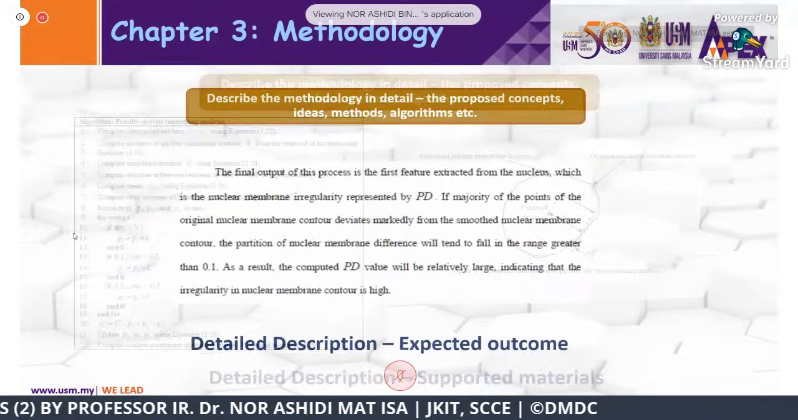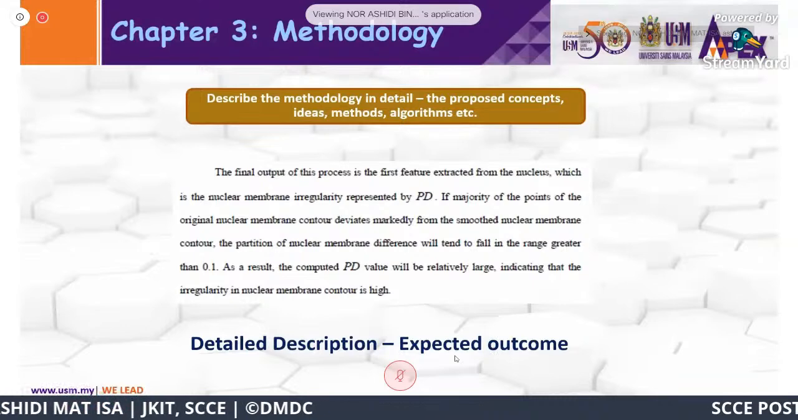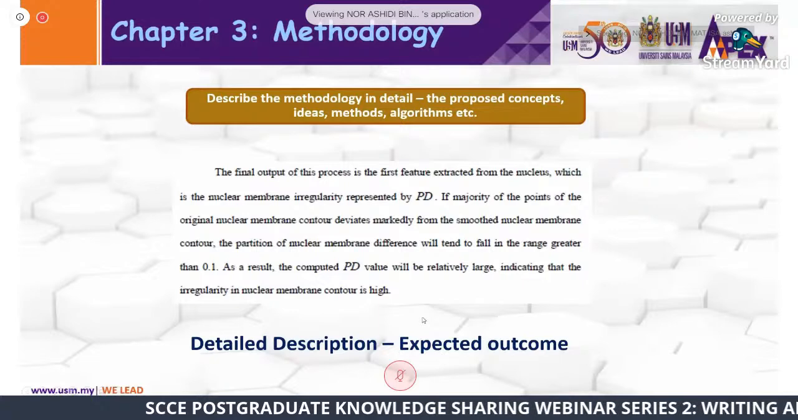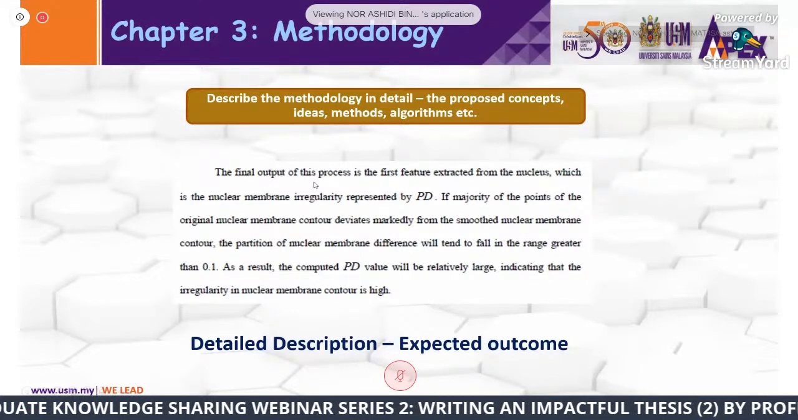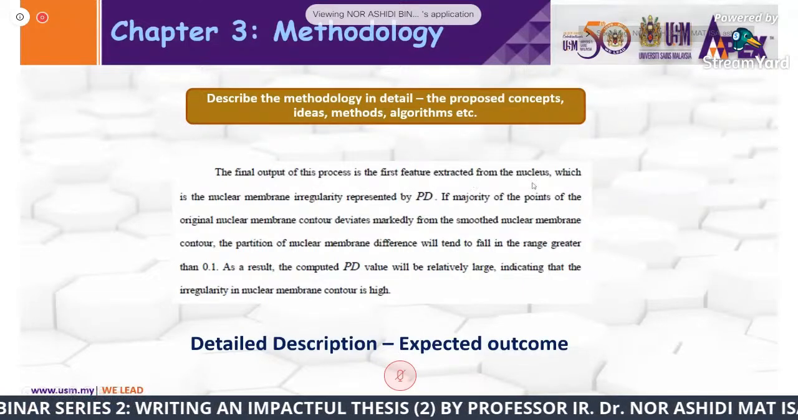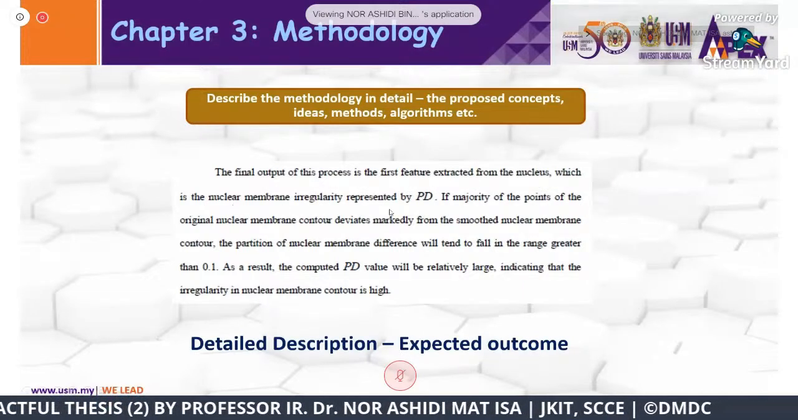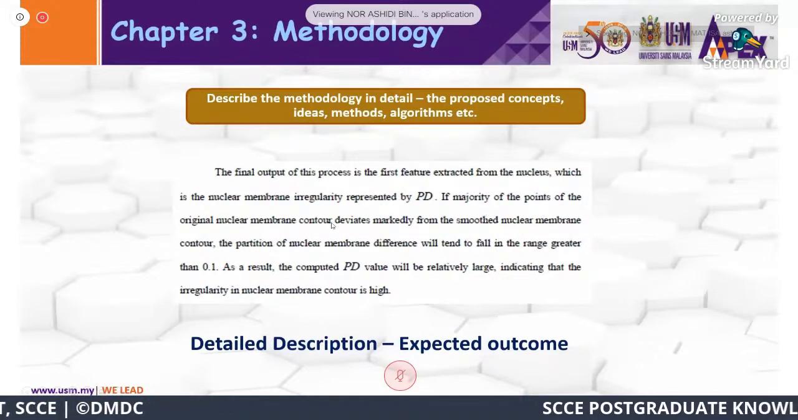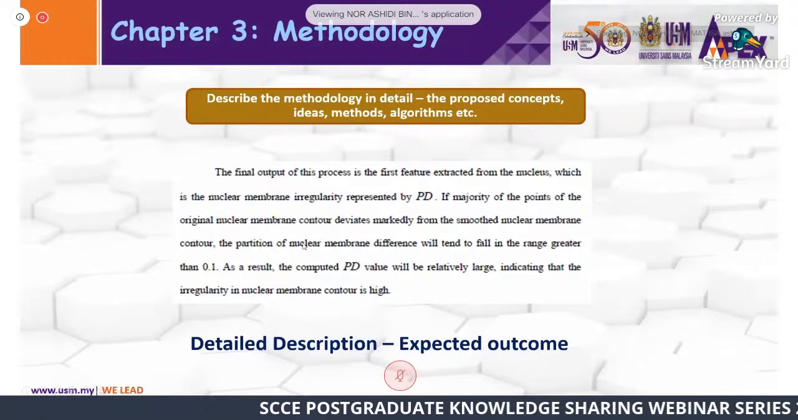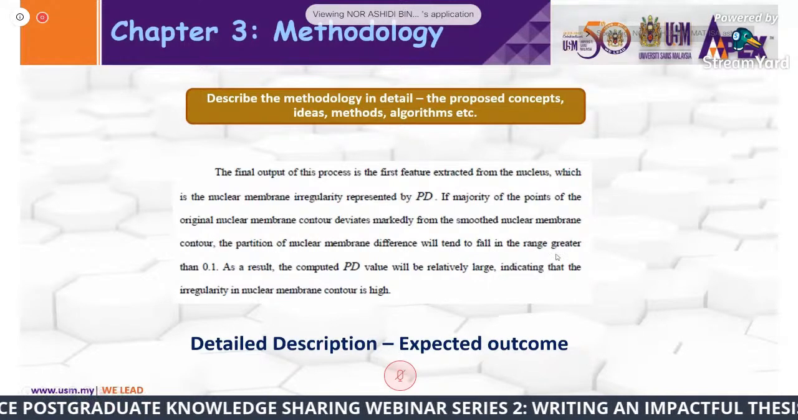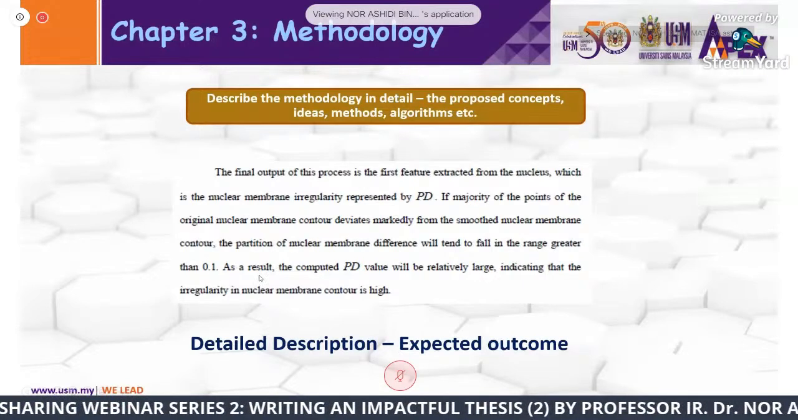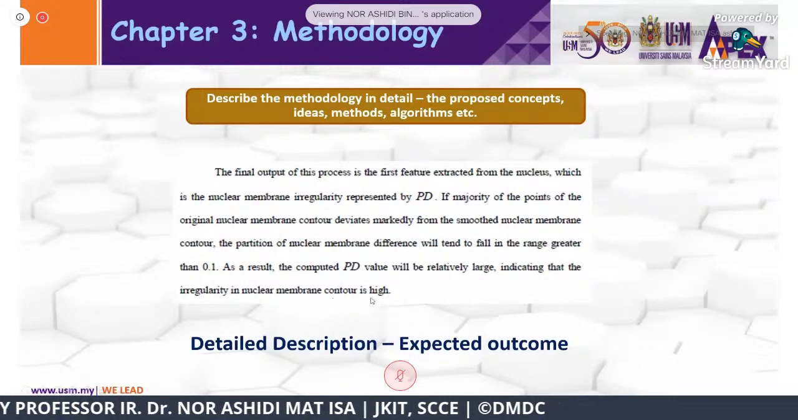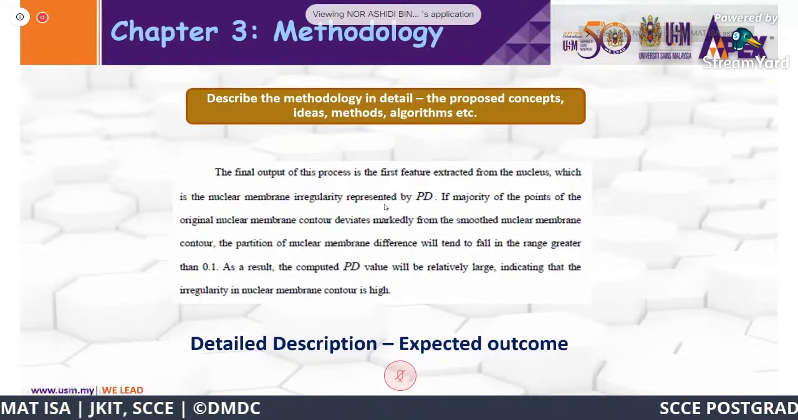Okay, here is the expected outcome. Theoretically expected outcome, it's not based on your results yet. The final output of this process is the first feature expected from the nucleus, which is the nucleus membrane equality represented by PD. If the majority of the points of the original nucleus fall in the average greater than 0.1, then as a result the computed PD will be relatively large, indicating that the irregularity is high. So this is the expected outcome based on your methodology.